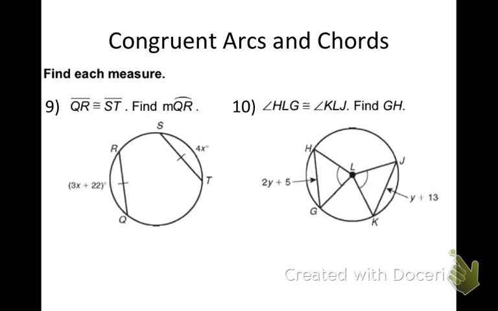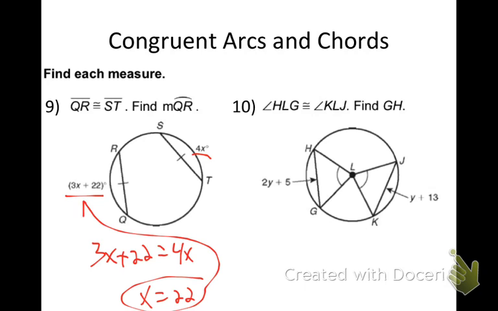It says find the measure of QR. Well, they're congruent. So what does that mean my arcs are? My arcs are congruent. So what am I going to do to solve for x there? I would set them equal. So I'd say 3x plus 22 equals 4x. And then I want to solve for x. X would equal 22. And what do I have to do then, Martina? You have to plug it in. You plug it right back in. And you get RQ has a length of what? 88 degrees. Nice job.